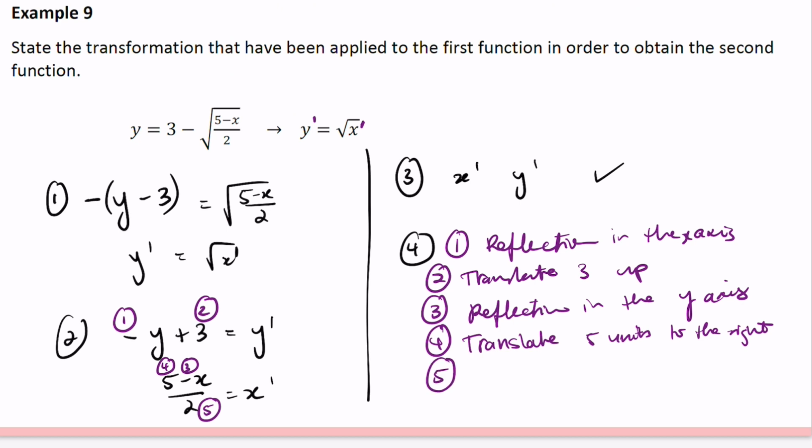And then 5, we've got dilation. So dilate by factor 1/2 from the y-axis. So in terms of that for step 4, translate 5 units to the right. Why are we saying right? It's because in front of the 5, it's a plus. So this could be rewritten as negative x plus 5, and that can make it a little bit clearer in terms of what's actually happening there.